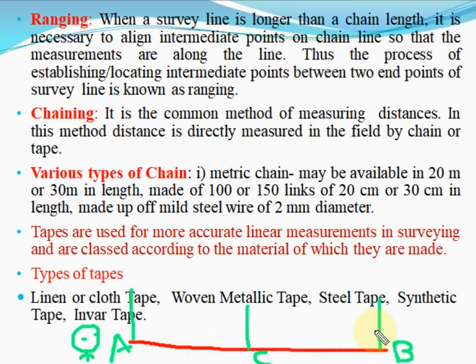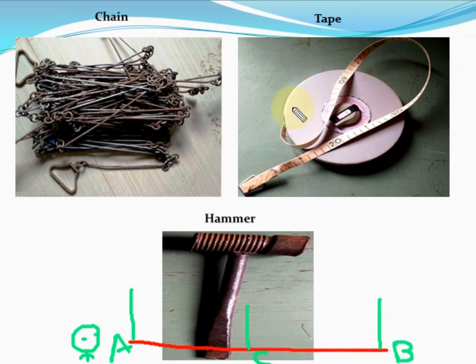Then chaining, which is a common method of measuring distance. In this method, distances are measured directly in the field by chain or tape. There are different types of tapes. This is a metallic tape, a 30-meter tape.